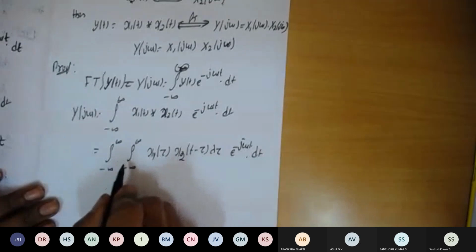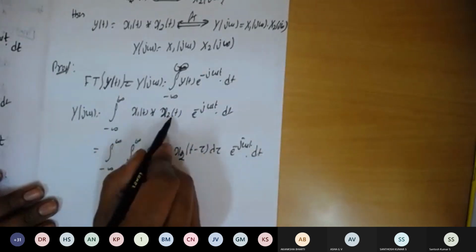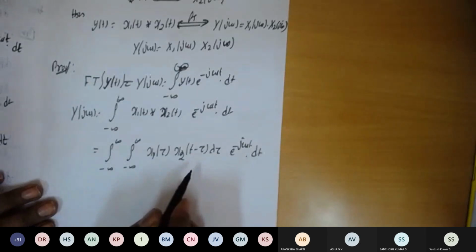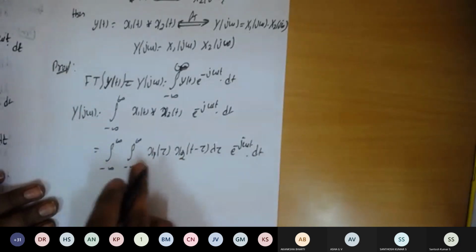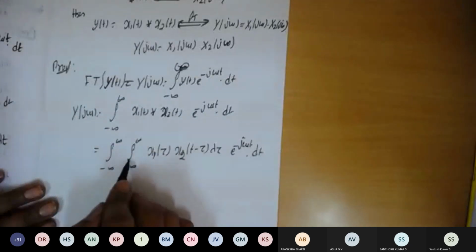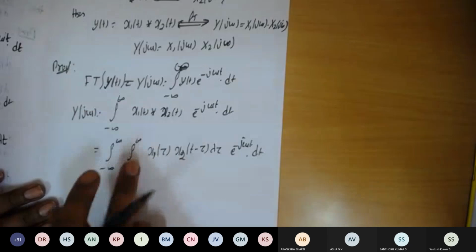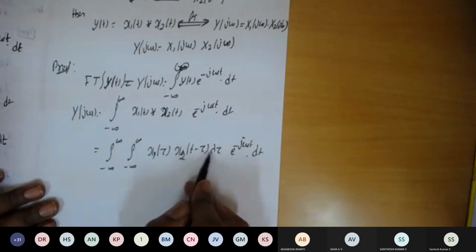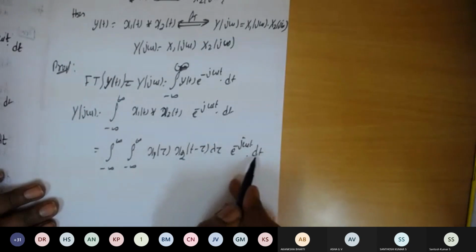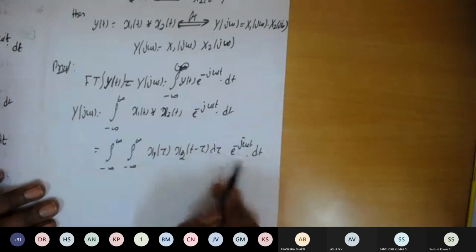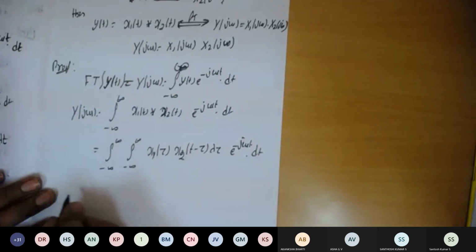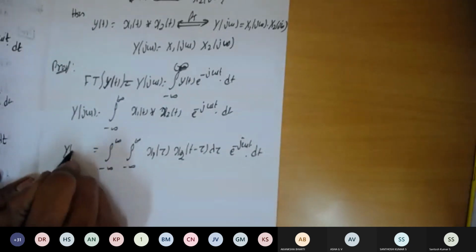So what we have done is substitute the convolution integral in place of x1 of t convolution with x2 of t. We already saw this in module 2. Whenever we substitute the new integral, we interchange the order of integration, since this is a function of tau and this is a function of t. For x2 of t minus tau into e to the power of minus j omega t dt, we can apply the time shift property and get the required proof.